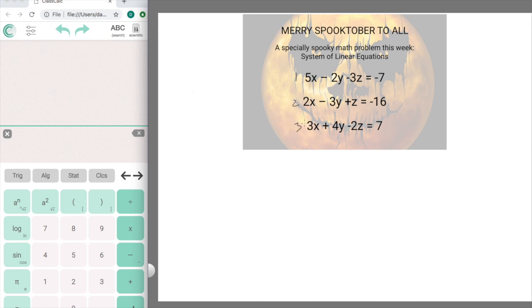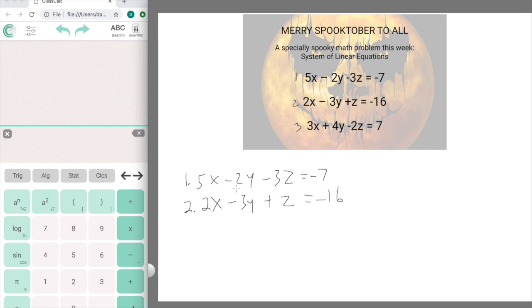Now, there are many ways to solve this. You could use matrices, actually, or you could do it algebraically. Today, we're gonna solve it by using the elimination method. So we'll go ahead and jump right into it, starting off with equations 1 and 2 and applying an elimination to them. So we have equation 1, which is 5x minus 2y minus 3z equals negative 7. Then we have equation 2, where we have 2x minus 3y plus z equals negative 16.